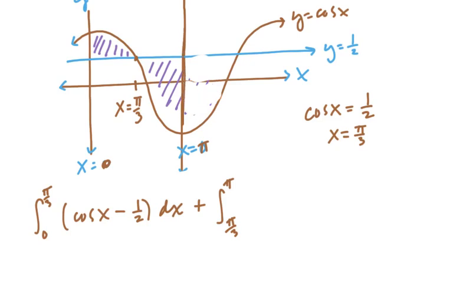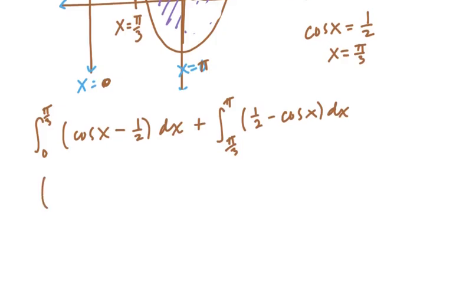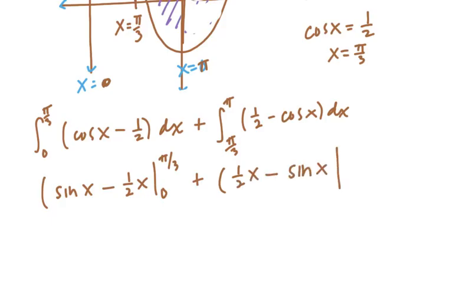So this is what's important here. In this case, the blue line's on top. So we have 1/2 minus the brown curve, which is cosine of x dx. So the integral of cosine of x is sine of x, minus the integral of 1/2, which is 1/2 x, from 0 to pi over 3, plus, I was going to write an integral symbol. When you integrate 1/2, you get 1/2 x, minus the integral of cosine of x, which is sine of x again.